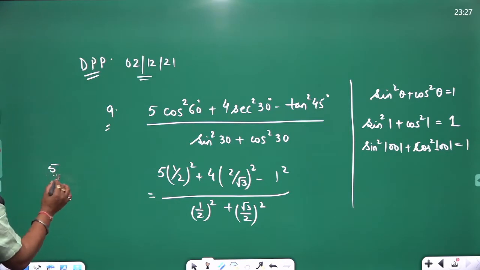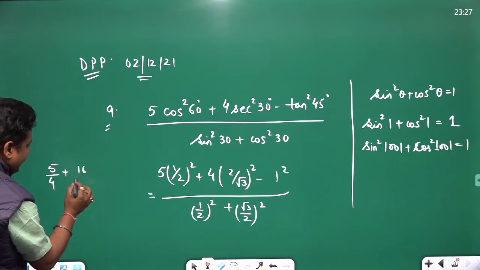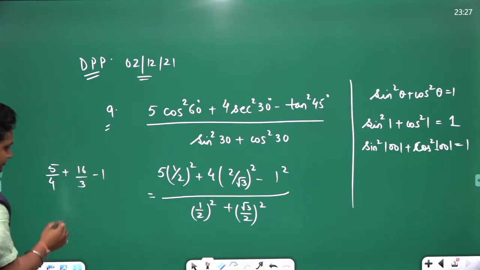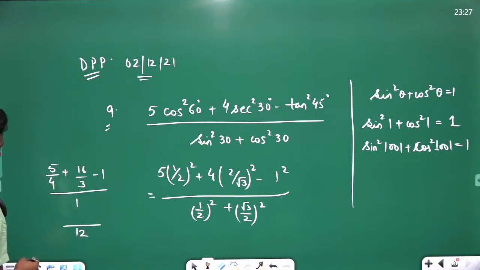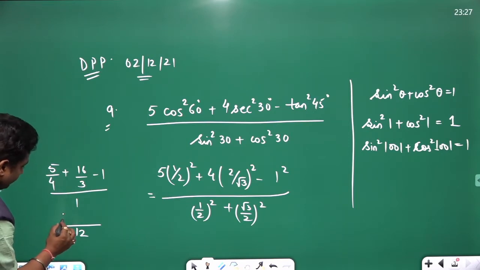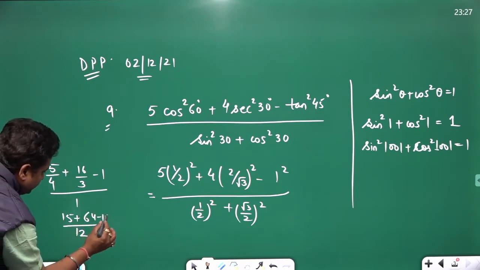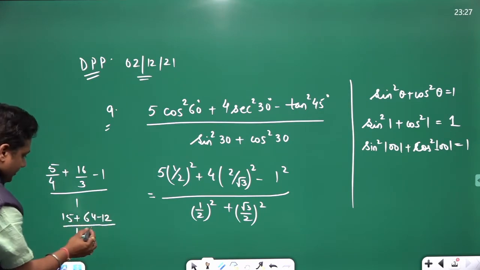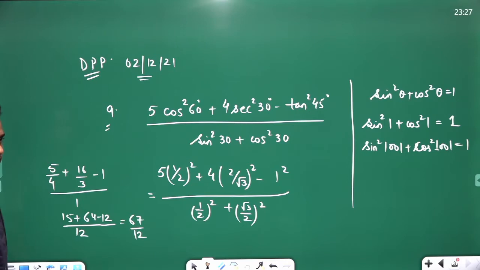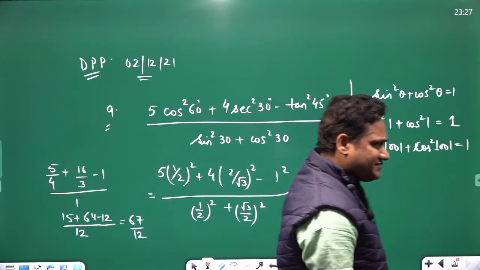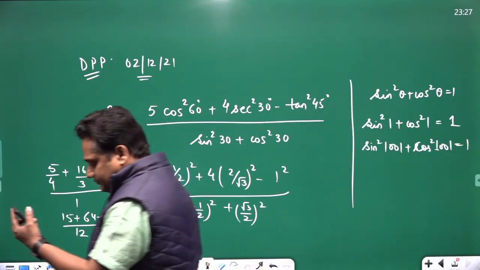So we need to calculate that. This is equal to 5 over 4 plus 4 into 4, 16 by 3 minus 1 over 1. Take the LCM, 12 is the LCM. So 3 multiplied by 5, that means 15, plus 16 multiplied by 4, that means 64, and minus 12. So this will be equal to, plus 3 we are getting, that means 67 by 12. I guess everyone gets this result, 67 by 12. I hope so. Clear, Adya?